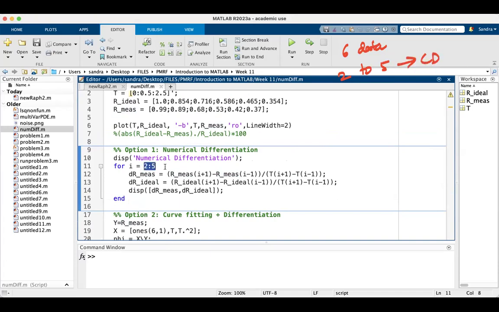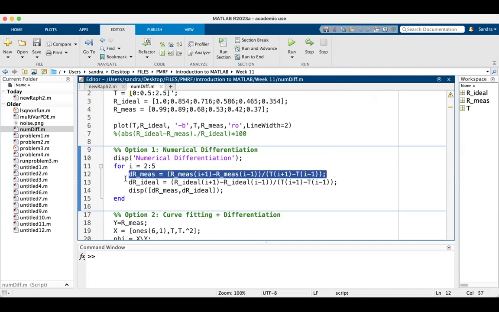That is why I run the loop from 2 to 5. The differentiation with respect to the measured value, that is the experimental value, for my second index, I'll just take the third index minus the first index divided by the time difference. I hope you understand this central differencing formula now. That is R measured i plus 1 minus R measured i minus 1, divided by the difference between these two. And for R ideal it is R ideal i plus 1 minus R ideal i minus 1, divided by the difference between these two readings.